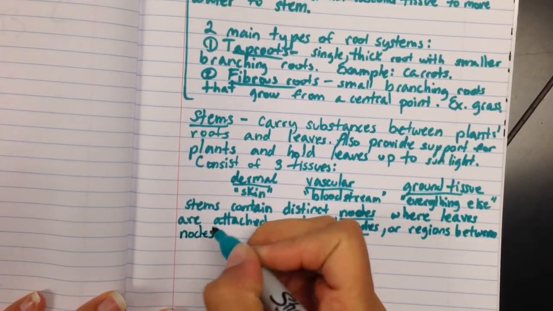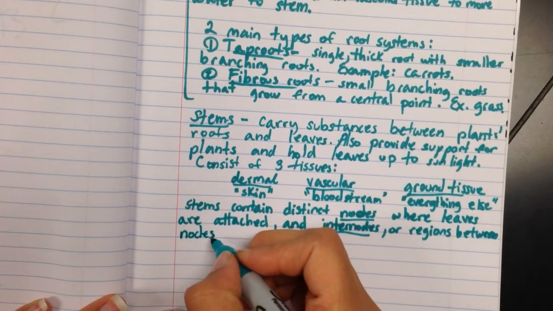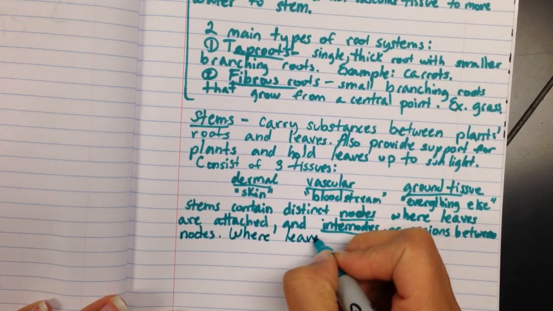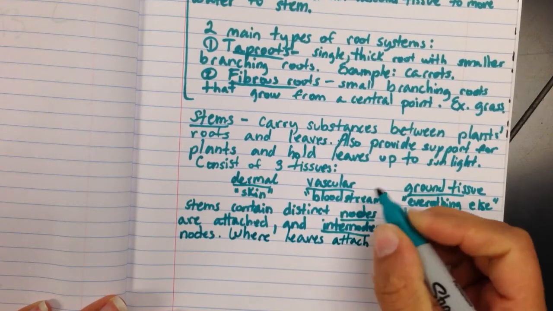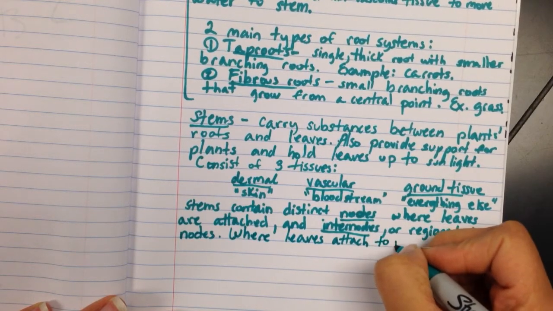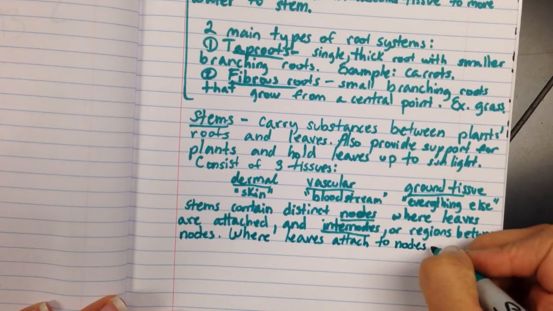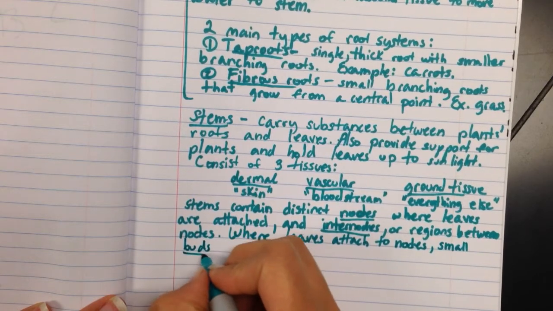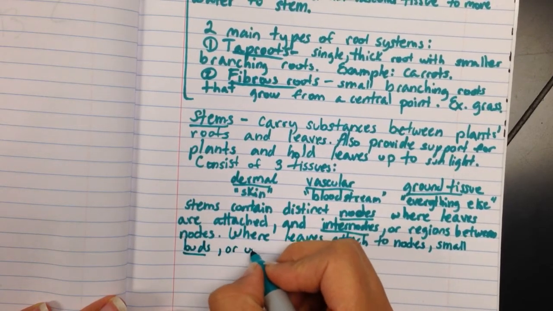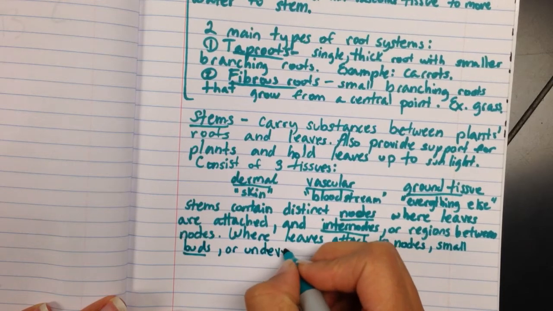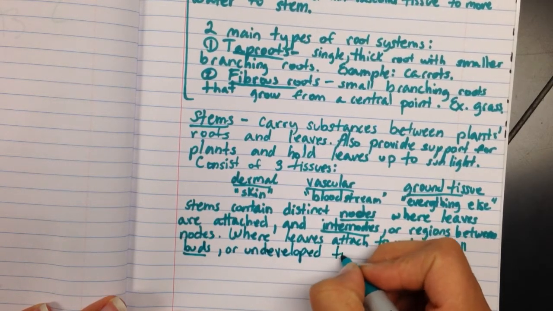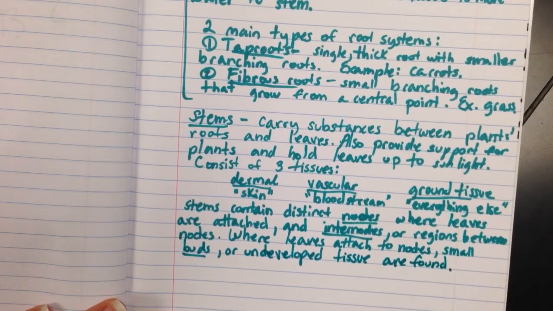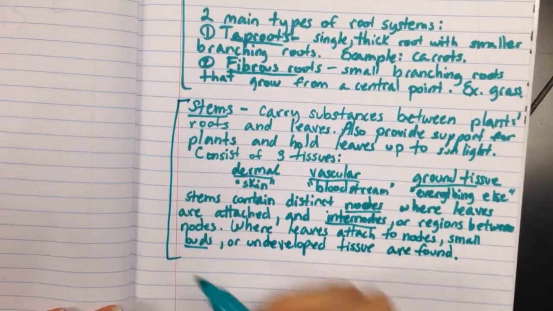Between nodes. And where leaves attach to the nodes, small buds or undeveloped tissue are found. So that was our second main organ, stems.